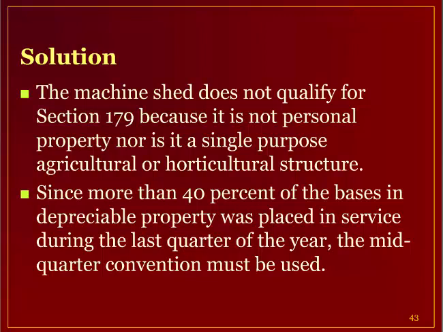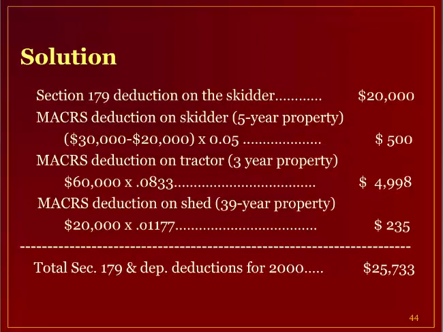Since he put more than 40% of the basis in depreciable property during the last quarter of the tax year, the mid-quarter convention is going to have to be used. And so this is what his depreciation and Section 179 deductions are going to look like for year one. So the Section 179 deduction, he took the entire $20,000 on the skidder. But the skidder costs $30,000, so there's $10,000 left over, and he's depreciating that other $10,000, so he gets to depreciate another $500 there.